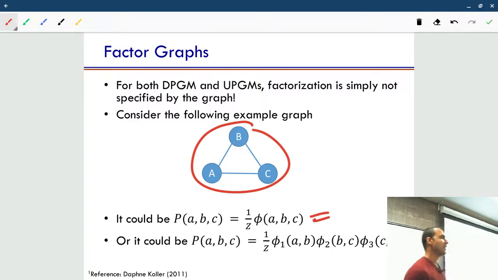the undirected version. Then there's a clique of size 3, right? And there's also 3 cliques of size 2, right? So the factorization could be this or this, right? So we don't know a priori. By just looking at the graph, we cannot say which factorization it is, okay?